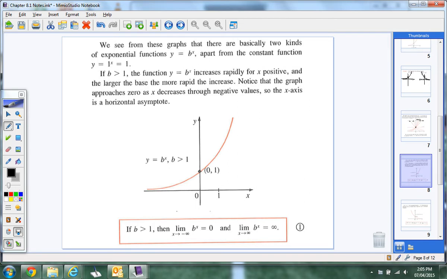So when b is greater than 1, the limit as x goes to negative infinity is 0. Okay, we knew that right here. It's going to 0. Okay, red boxes are usually the ones I'd write down. And then for that same b greater than 1, when it's going to infinity, it goes to infinity. It's just going up infinitely. Okay, remember, going to infinity means to the right. Going to negative infinity means to the left. To your negatives infinitely.